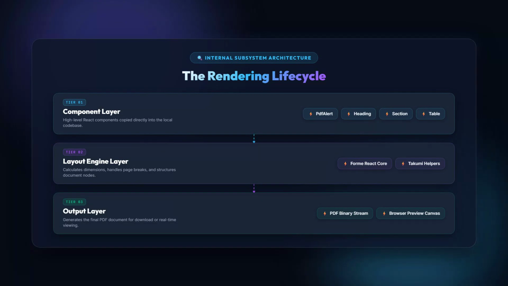Understanding the rendering pipeline is crucial for production deployments. When a PDF is requested, your React component tree is evaluated. If you are using the Forme engine, it processes the layout rules, handles page breaks, and generates the document structure. If you are using Takumi, it leverages Rust-based helpers to optimize the rendering path. The output is then streamed as a binary blob, which can be previewed in the browser or saved directly to storage.